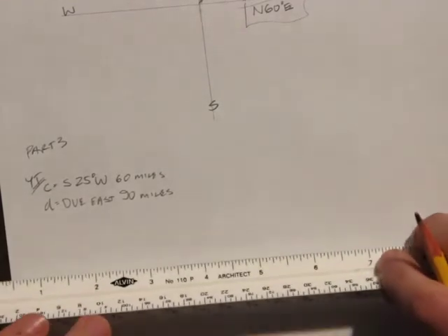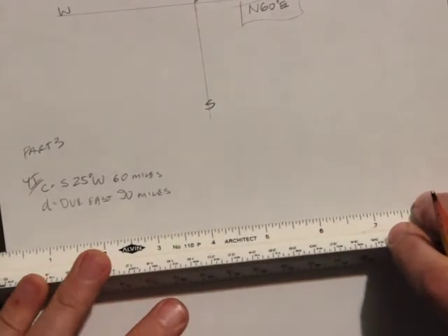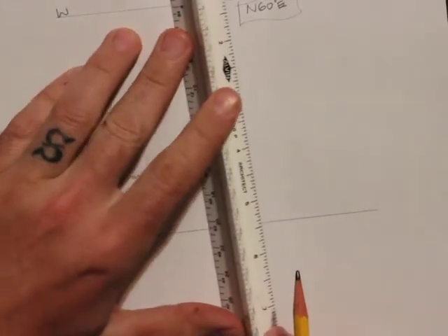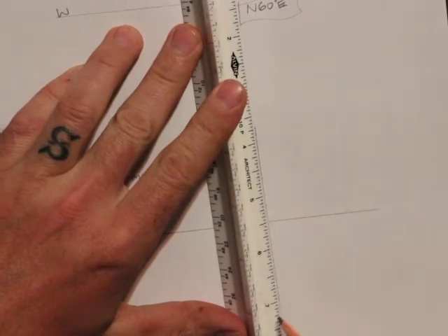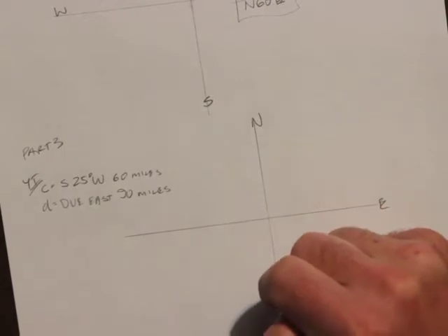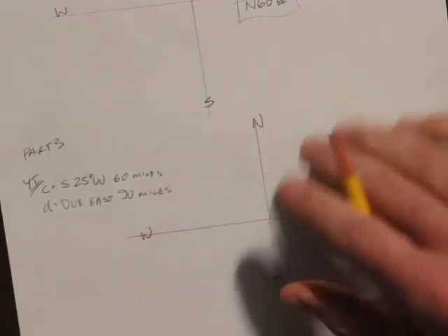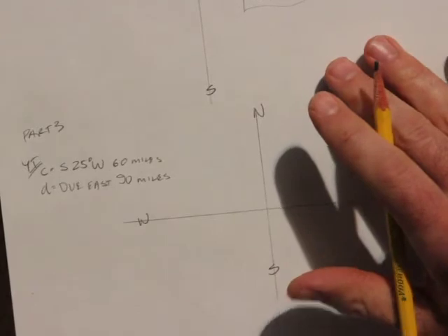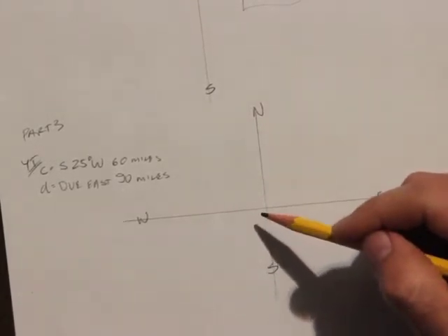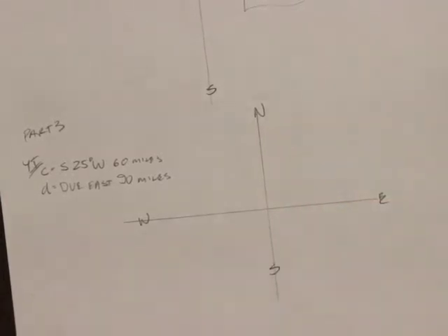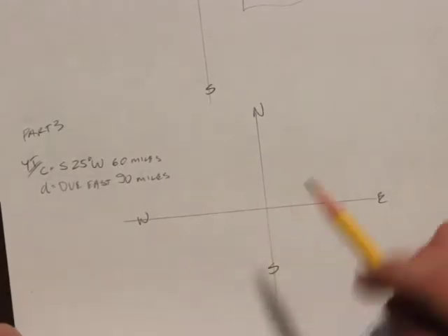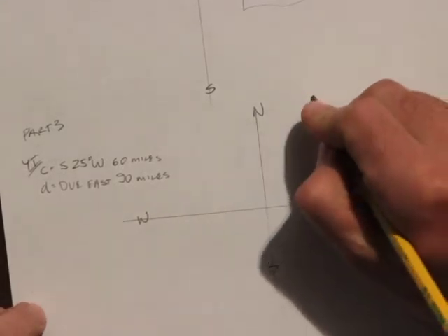Alright, let's draw our compass here. North, east, south, west. Oh, I should have drawn it. Oh well, it's okay. So we're going to have 60 miles and 90 miles. So let's decide, let's do a quarter of an inch equals 10 miles.